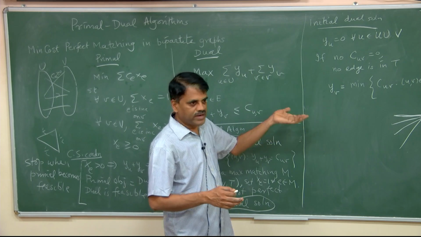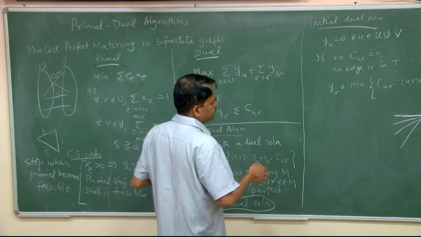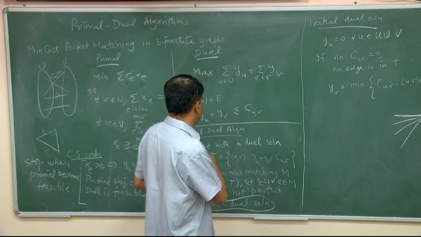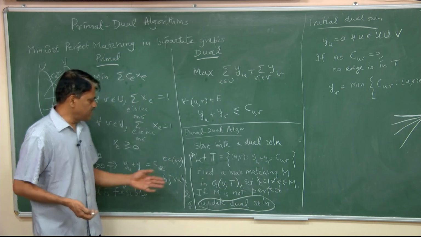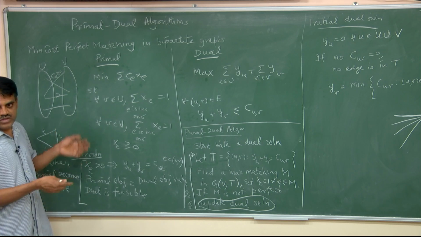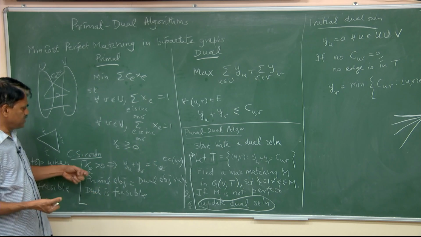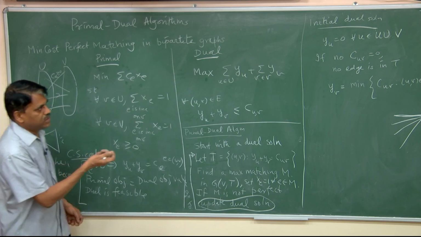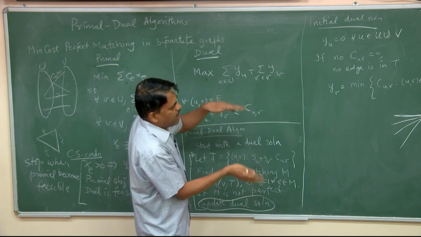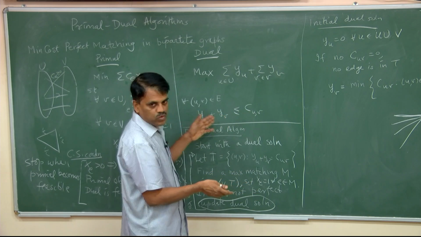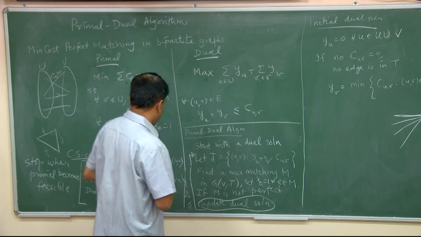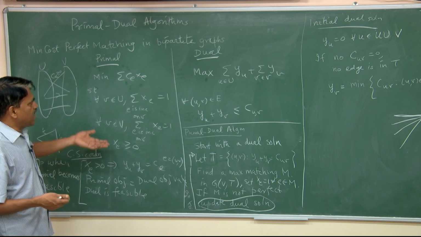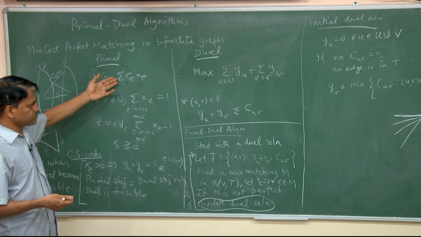Okay. I've got my tight edges and I find the maximum matching here. So not every edge in T is going to get into the matching, but some subset of edges of T will get into the matching. So this condition will be satisfied. My dual remains feasible because the reason I took min is that for every other guy it's greater than or equal to y_u plus y_v, strictly greater. And why is this primal objective and dual objective same? Because which edges, what is this value now?